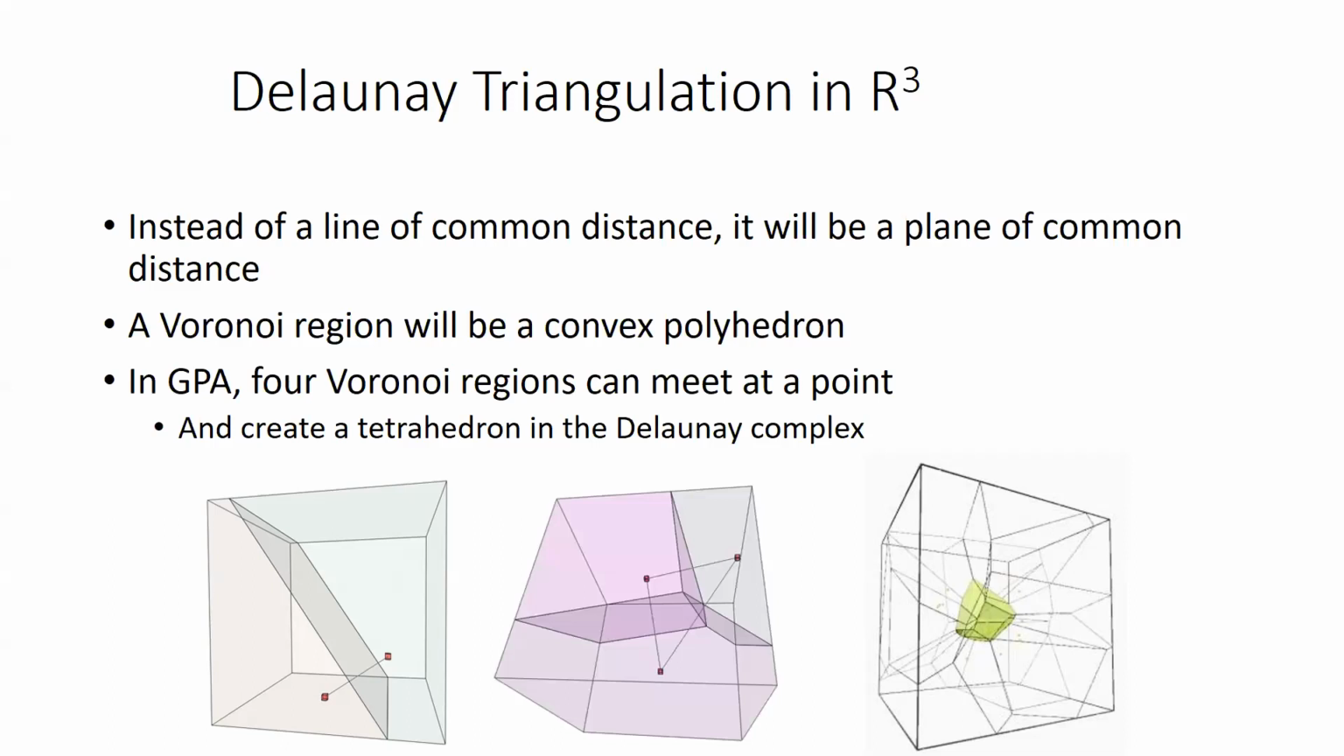So for example, these 3 Voronoi regions intersect with each other, and you can see that they are actually intersecting with an edge here. This one. So these 3 Voronoi regions actually intersect on this edge, and this edge will form a triangle in the Delaunay triangulation. And you can have 4, and they actually make a tetrahedron.